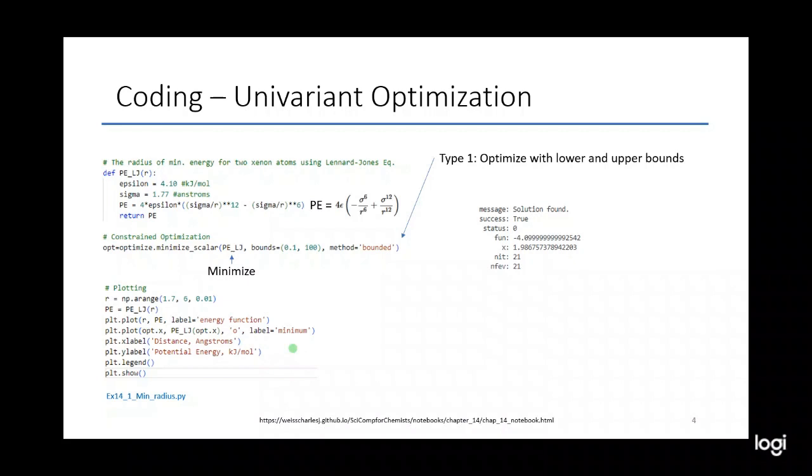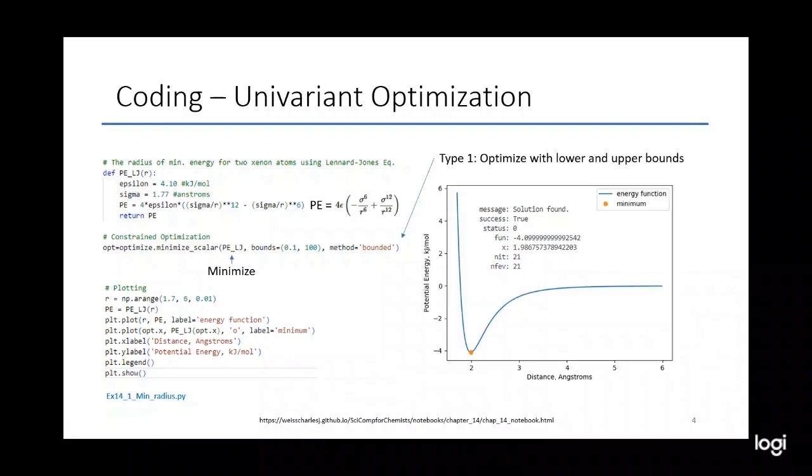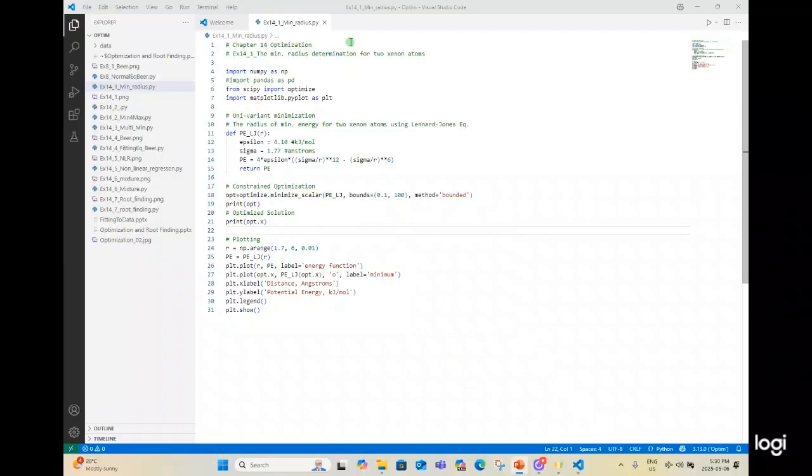Finally, we will label the x and y axes and add a legend. The resulting plot will look like the one shown on the right. You can clearly see the potential energy well for the distance between the two xenon atoms, and the minimum is nicely highlighted with the point. Now let's run the code in the Visual Studio Code environment.